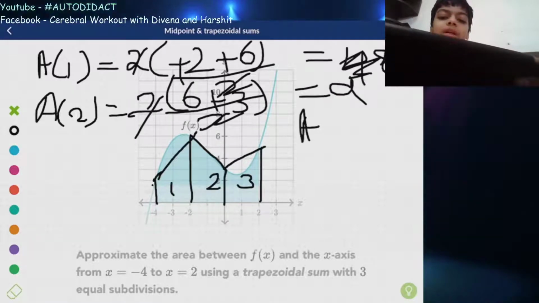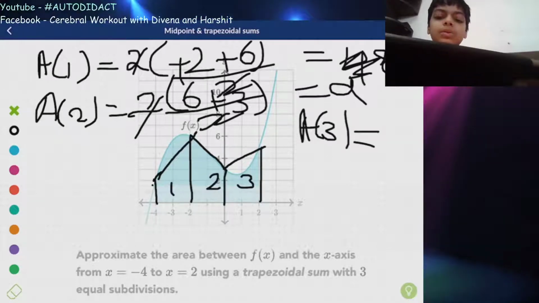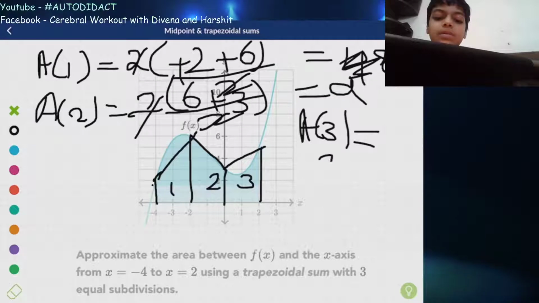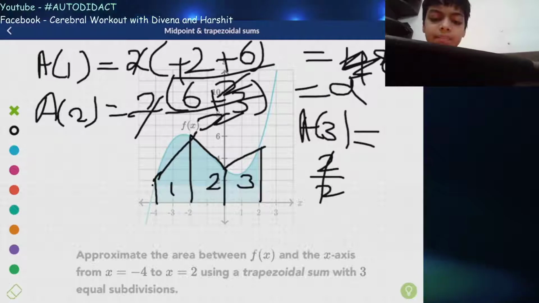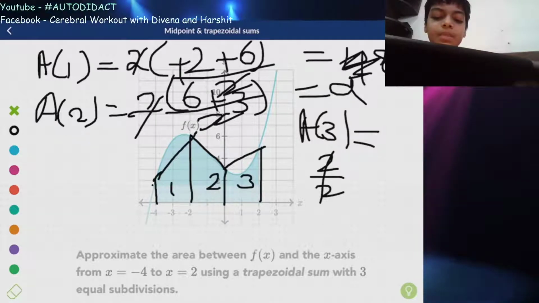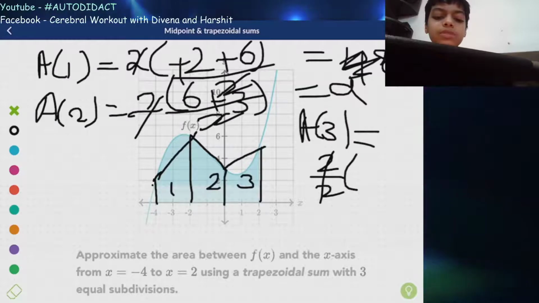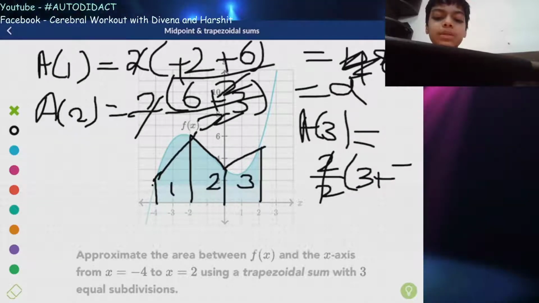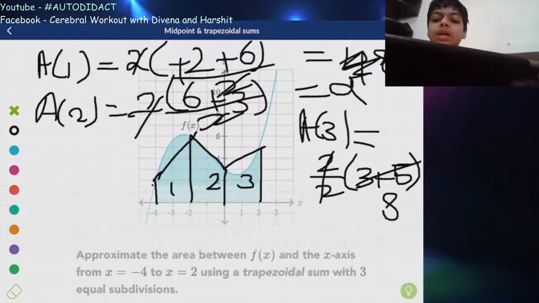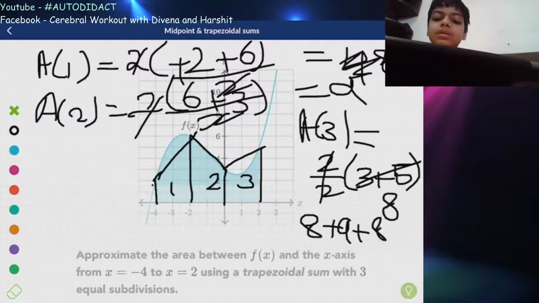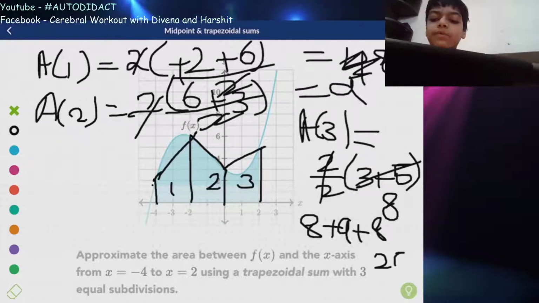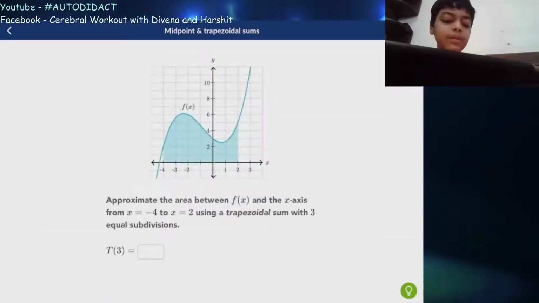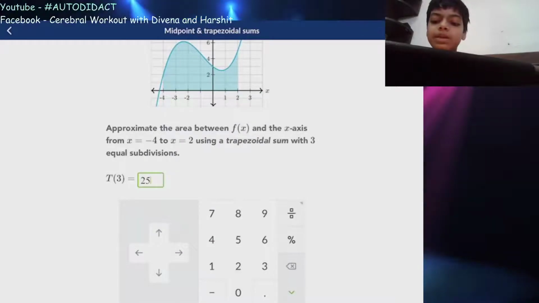Let's find the area of the third trapezoid. It is equal to 2 times, and delta x divided by 2 will just be equal to 1, so we can ignore it, and this thing will be times f of 0, which we saw is 3, plus f of 2, which we saw is 5. So let's add these, it's just 8. So let's add these. This is equal to 8 plus 9 plus 8, which is equal to 17 plus 8, which will be equal to 25. So the answer is 25. Let's check our answer. It is equal to 25. Let's check. Correct.